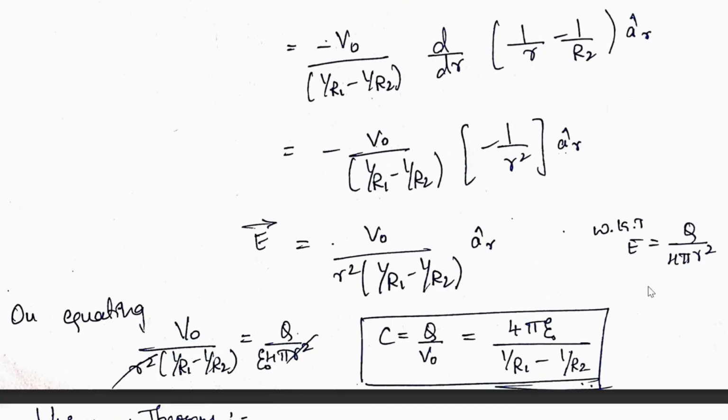We know E is equal to Q by 4 pi epsilon naught r square. So capacitance is equal to what? Q by V naught. So that is 4 pi epsilon naught divided by 1 by R1 minus 1 by R2.